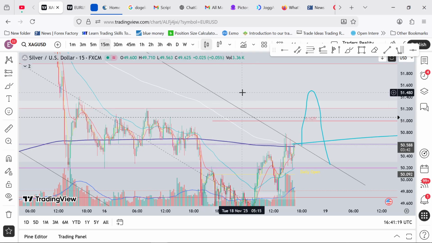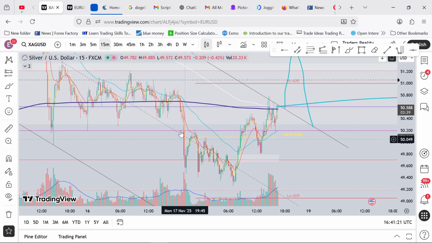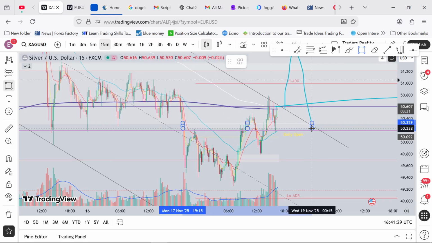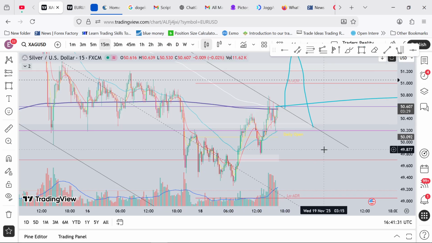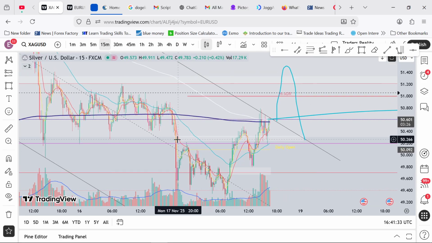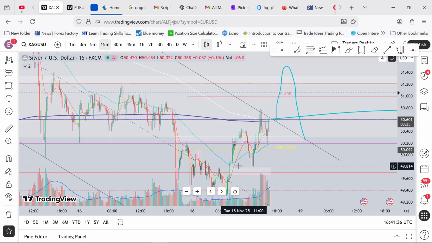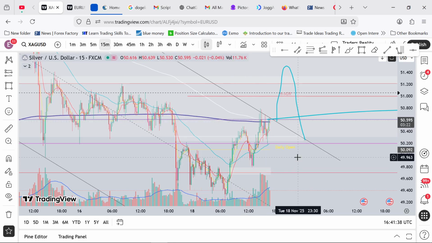As you can see, before we even got here, we had a fair value gap right here. There's a fair value gap over there. How would I have known not to take this fair value gap? I mean, we did this and we pushed down.